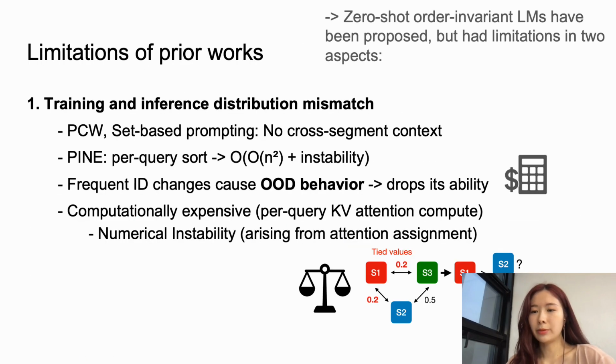However, prior works break in two ways. First, PCW and set-based prompting enforce invariance by isolating segments. This removes inter-segment attention and degrades accuracy. Pine retains attention but recomputes a query-specific position map, incurring additional O(n squared) operations and frequent position ID changes. Also, Pine is computationally expensive due to attention value computation without position IDs, and it's numerically unstable in case we have ties, so we cannot fully guarantee invariance.